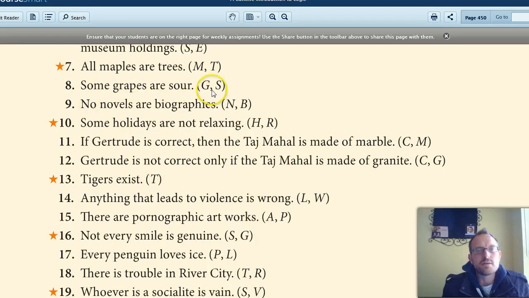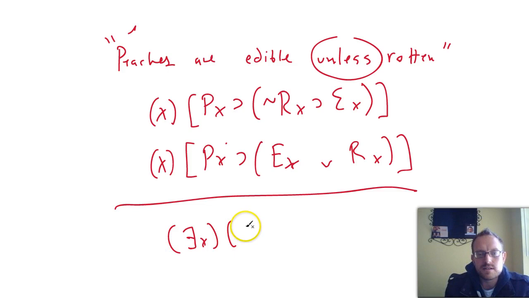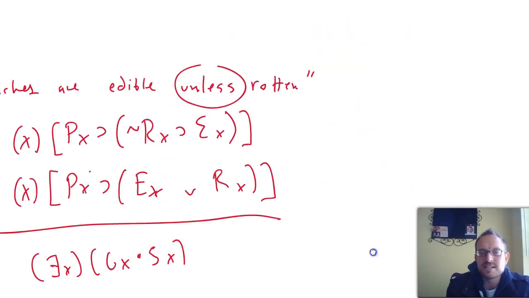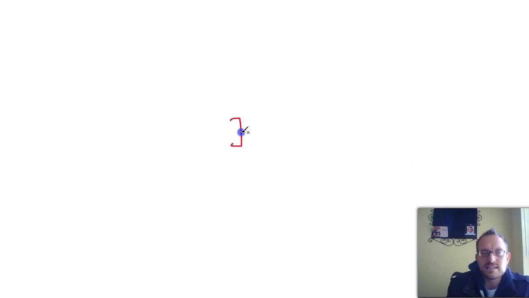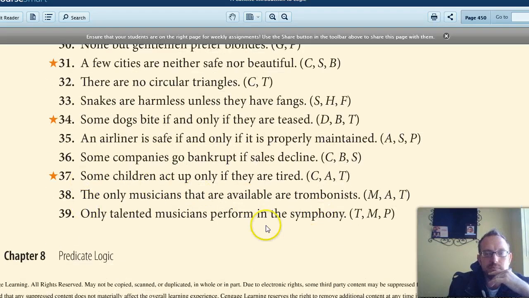What about this one? Some grapes are sour. How's that going to look? Well, let's do it for you, right? If we do some grapes are sour, some means existential quantifier. If that thing is a grape and it's also sour, right? So that's how that's going to look. Tigers exist. How's that going to look? Well, tigers exist here. That's going to be existential quantifier, because I'm talking about existence, TX. Okay? Not too difficult.